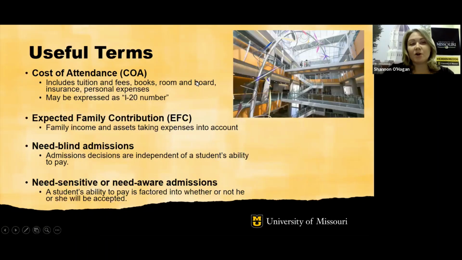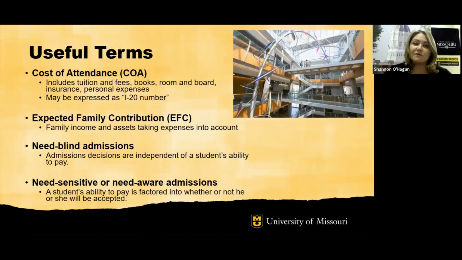Now, when you are exploring different colleges and universities, you'll find some different terms that might be used that will be helpful to understand. One of those is the cost of attendance, or COA. This is essentially an overall estimate of what it will cost you for about 1 year of academic study at a particular college or university. It should include everything from your tuition, your books, room and board, insurance, and personal expenses, an overall estimate of costs at that institution.